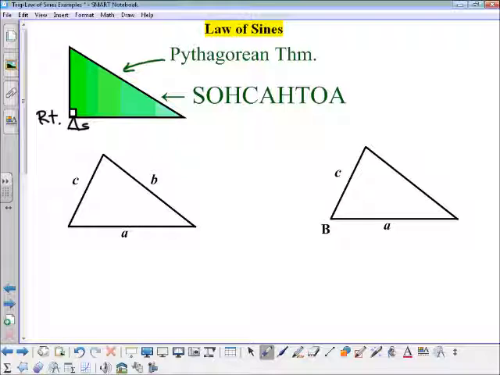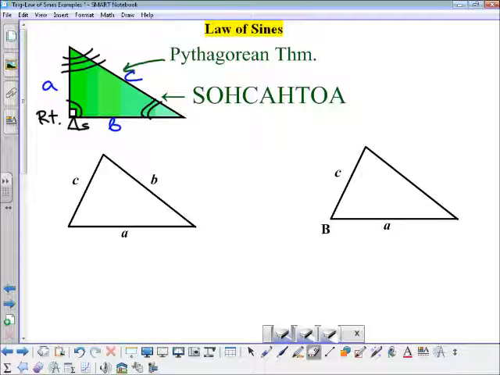However, there is one thing in common. To solve any triangle, you need at least 3 out of the 6 parts. The 6 parts being 3 angles, 1, 2, 3, and 3 sides, 1, 2, 3. So there's 6 parts to a triangle. You need any 3 of those parts to figure out the remaining 3 parts. Now, let me go ahead and erase those.